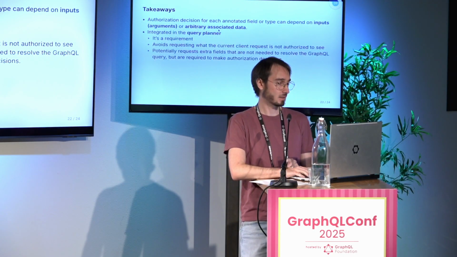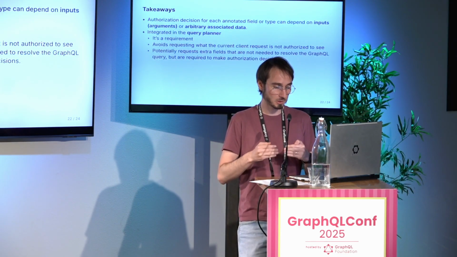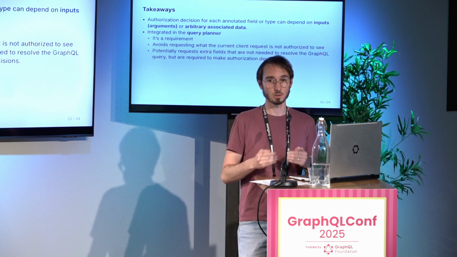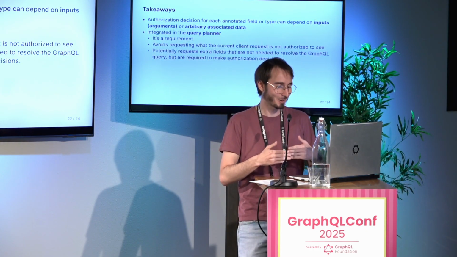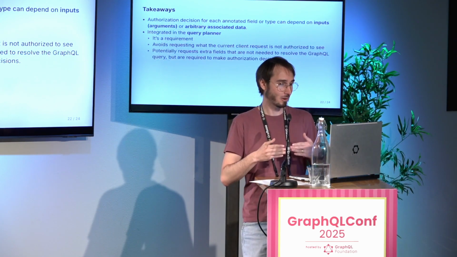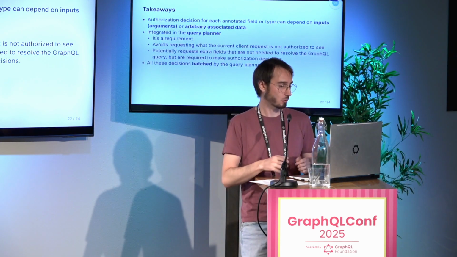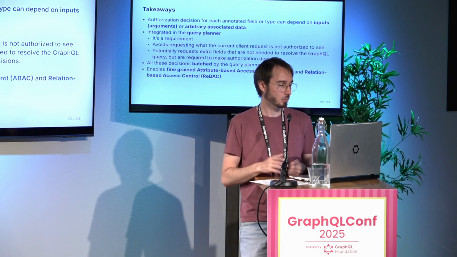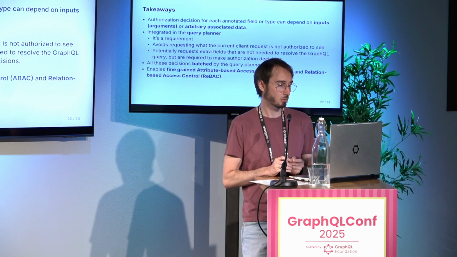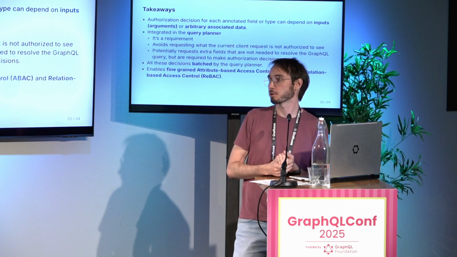Takeaways is that you need to have dependency on data, and you need to be in the query planner in order to make these authorization decisions for relationships, for complicated fine-grained permissions. And that's what enables you to implement fine-grained attribute-based access control or relation-based access control with a Federation Gateway.